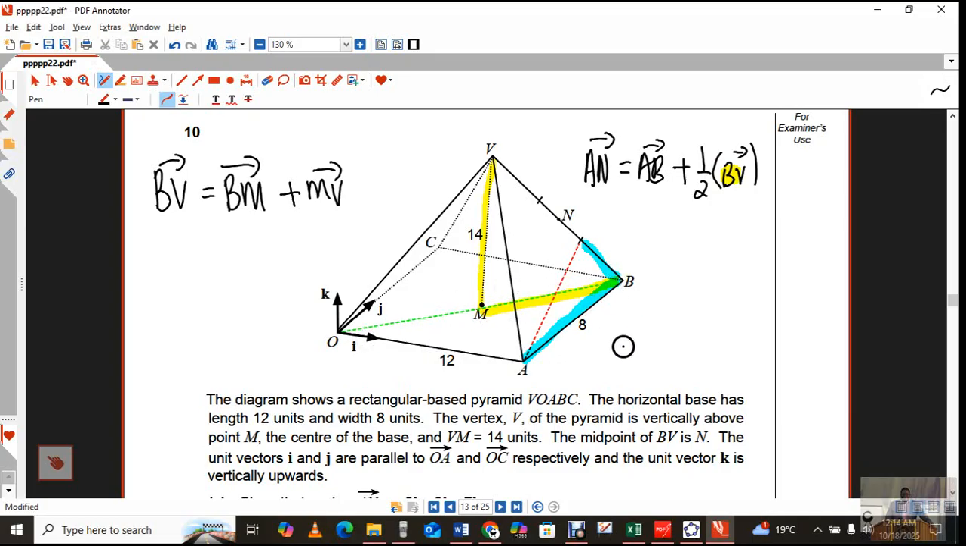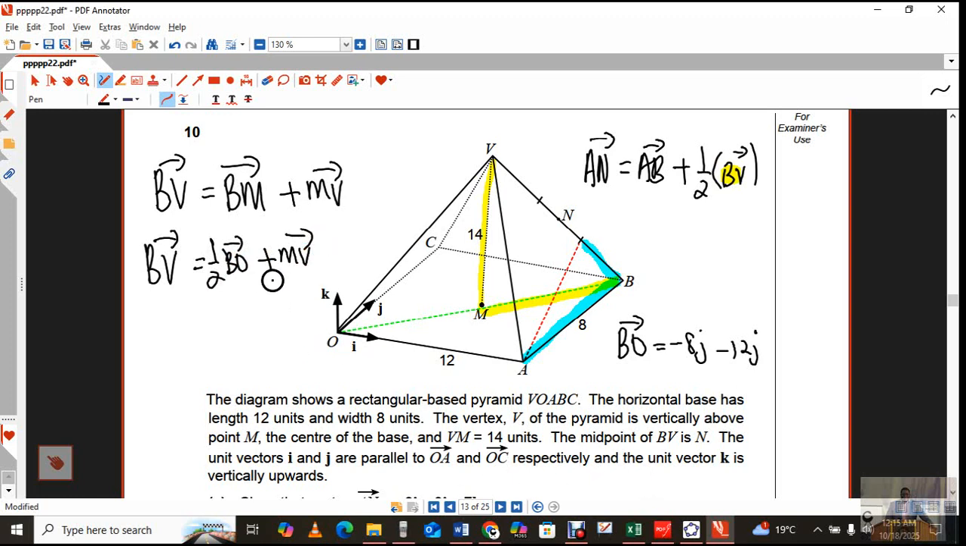If you go from B to O, I'm going to write that over here. B to O, it's going to be against this, which is minus 8J. You understand that? And then you go against this, which is minus 12I. This is B to O. But I'm looking for BM. So BM will be half of BO. Right? That is what this BM represents, plus MV.